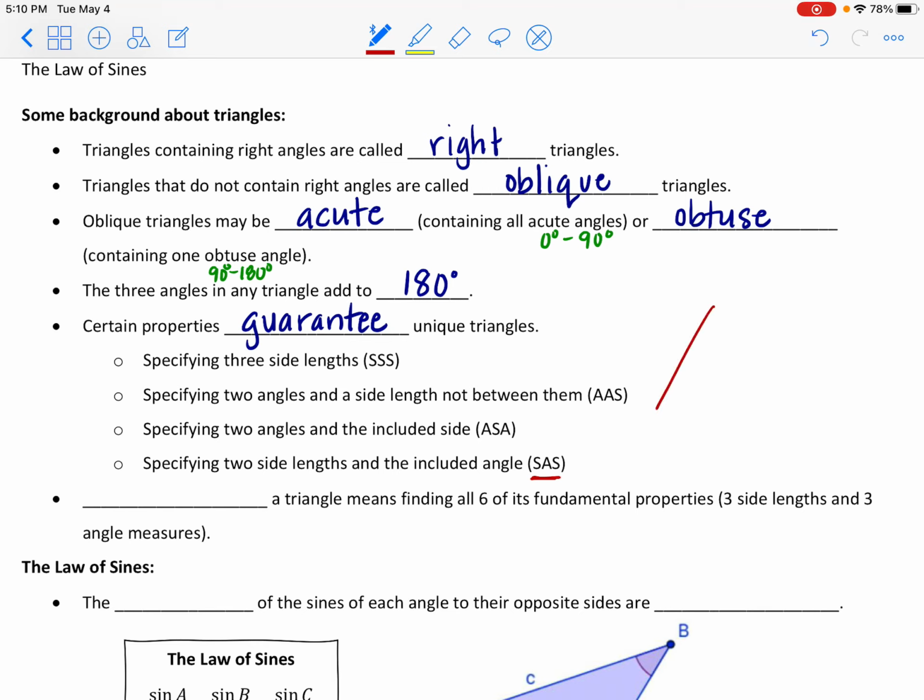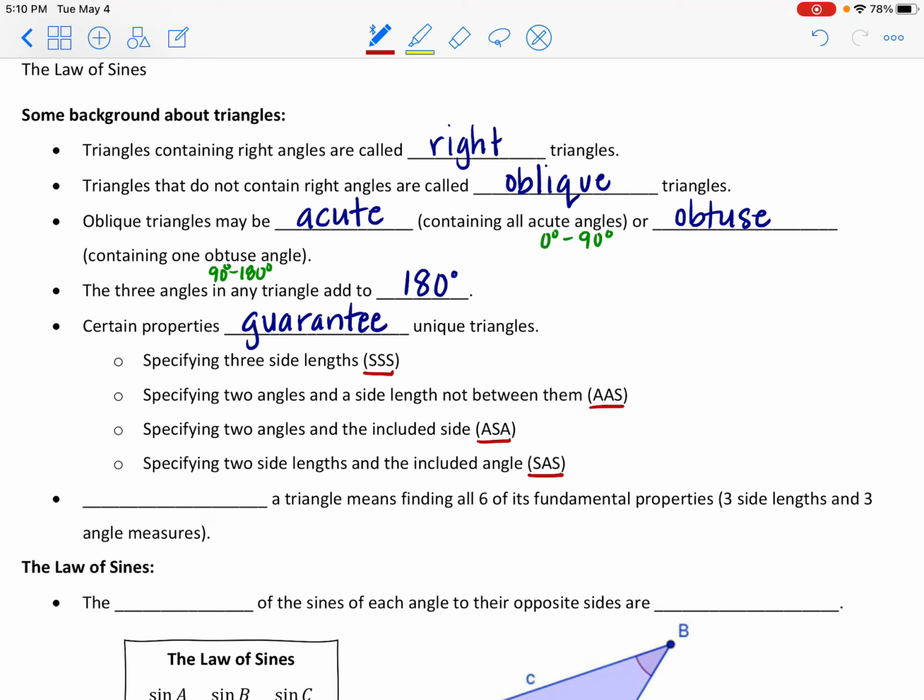If I had a side and then an angle and then a side, so let's say I had a 40-degree angle here, this side length was 10, this side length was 10, there'd only be one way to finish that triangle. So these are all different properties that, again, guarantee specific, unique triangles. So we call these things side, side, side, angle, angle, side, angle, and side, angle, side.